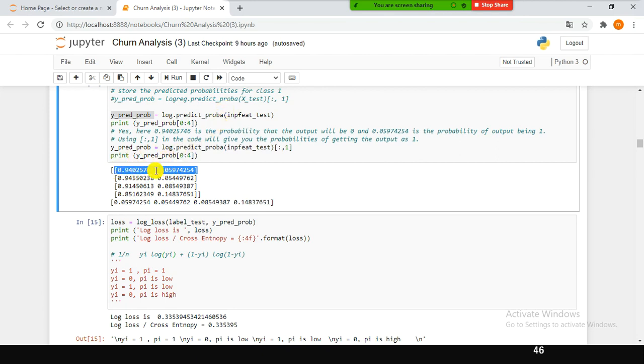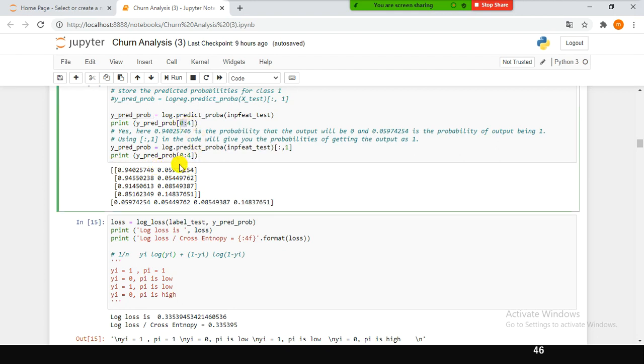What is 0 and 1? 0 is false and 1 is true, or 0 is negative, 1 is positive. That means 1 is true, meaning the customer is going to churn. 0 means the customer is not going to churn. So here, what is the probability that the customer is not going to churn? There is a 0.94 probability the customer is not going to churn. There is a 0.05 probability the customer is going to churn. That means there is a lesser chance that this customer is going to churn.